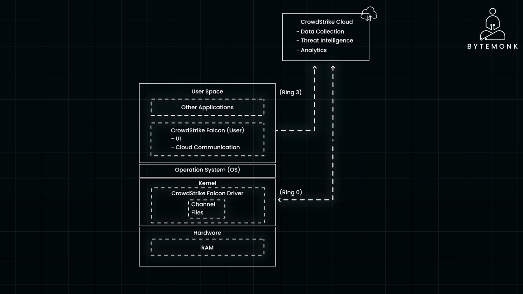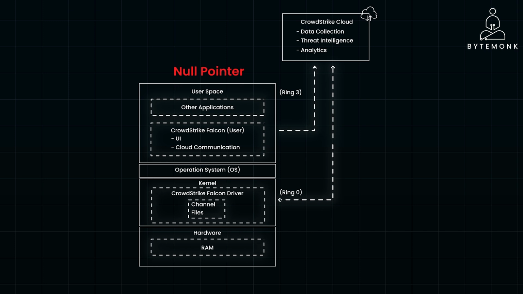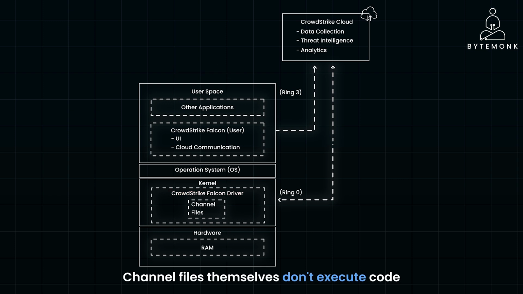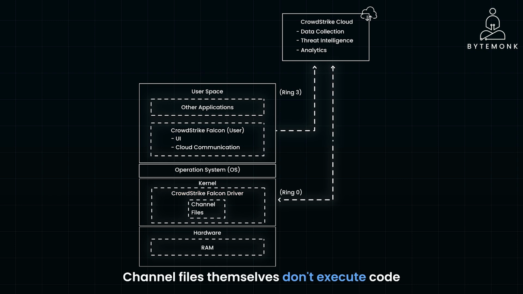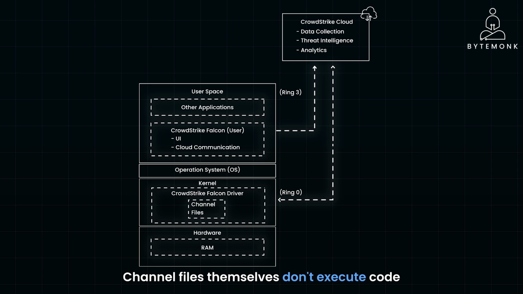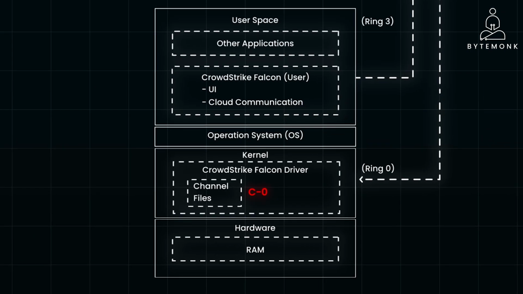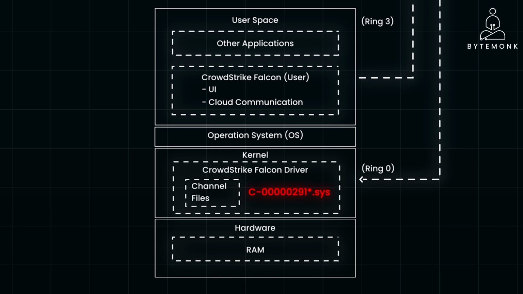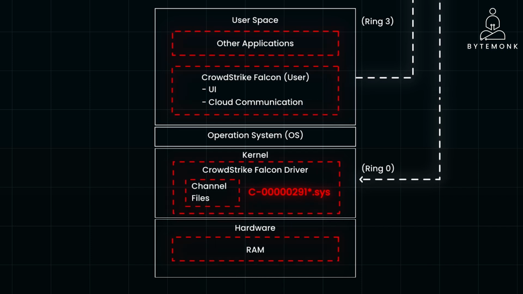The initial report suggests a null pointer issue in a dynamic data file downloaded by the CrowdStrike driver. The key point is that while channel files themselves don't execute code, they can still cause problems if they contain flawed instructions or data. In this case, the logic error in channel file 291 was triggered by a faulty operation within the driver, ultimately leading to the crash. This file, while part of the driver's operation, might not have been directly subject to the same level of scrutiny as the core driver code during WHQL testing.